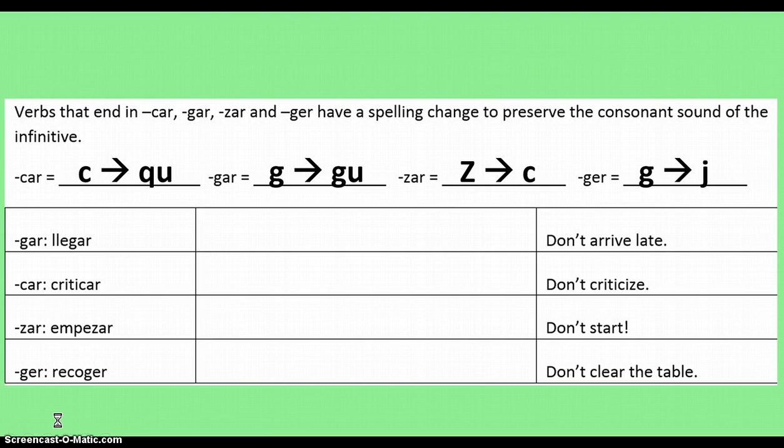Car verbs have a C to QU change. Gar verbs have a G to GU change. Zar verbs have a Z to C change. And ger verbs have a G to J change.